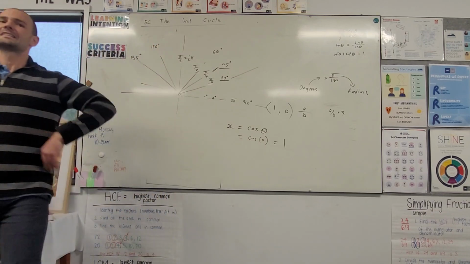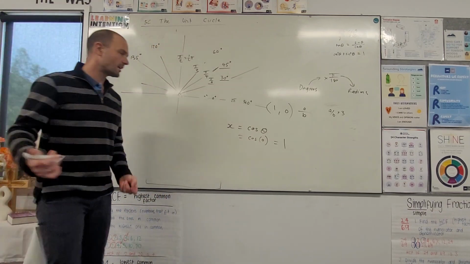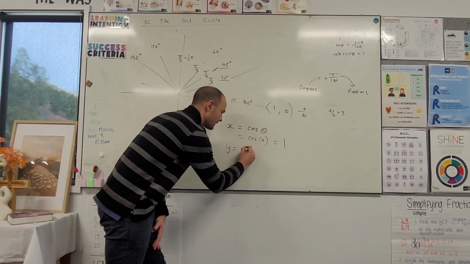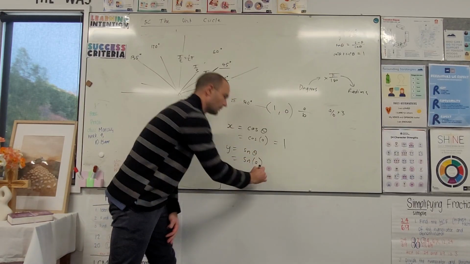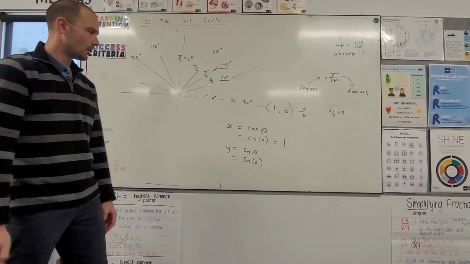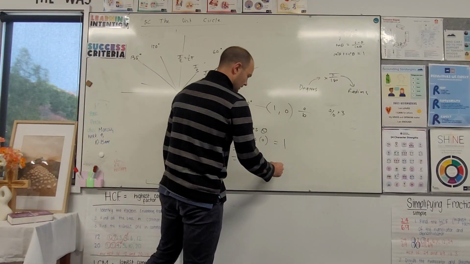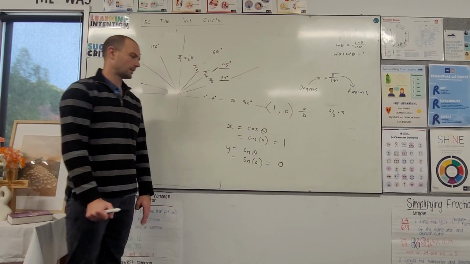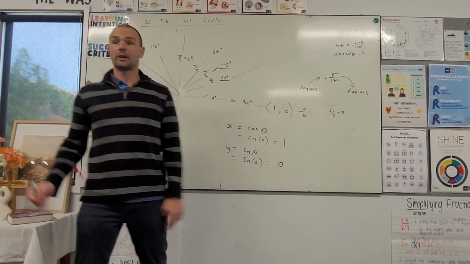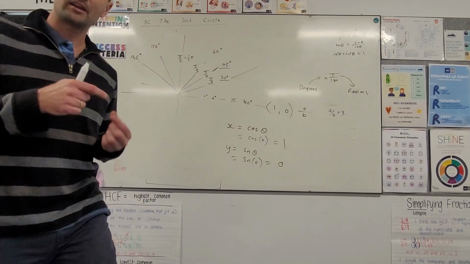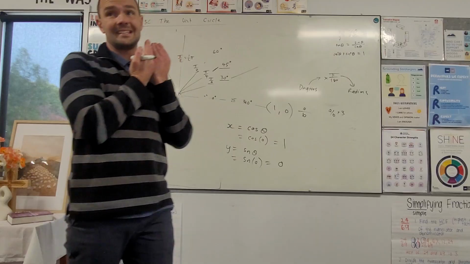All right. Similarly, the y coordinate, y equals sine theta. So if we put in sine of an angle of 0, our result will be 0. Okay, the y value is 0, the x value is 1. Okay, so what we're going to do then is we're going to put the rest of the coordinates in.